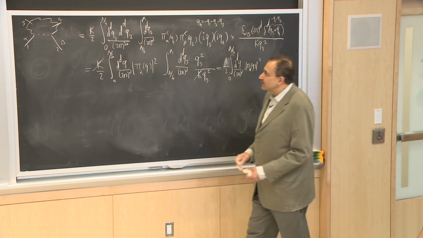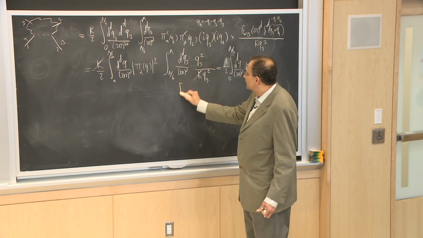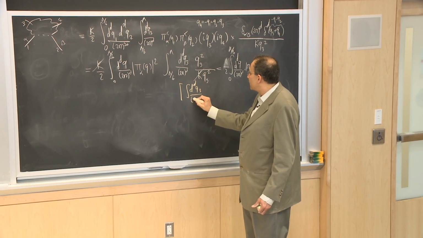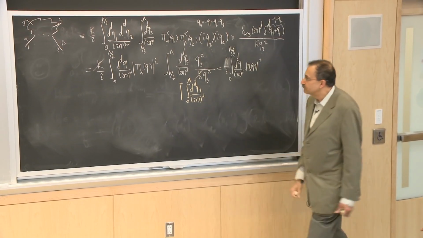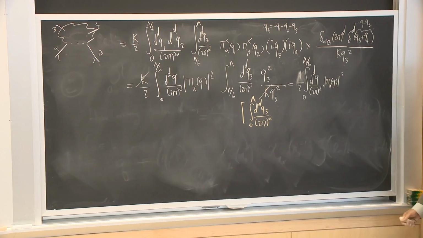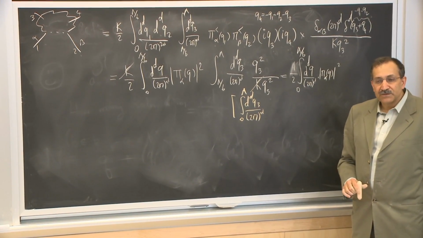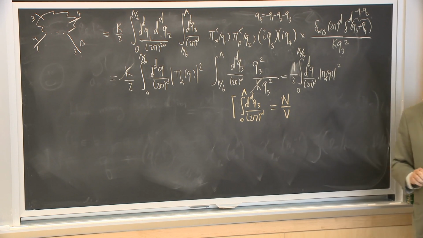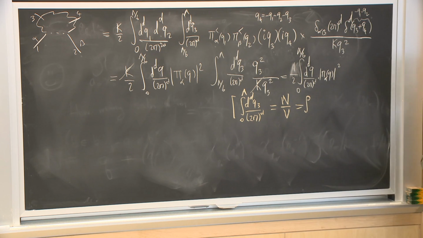Now, if I had done the integral of q3 over 2 pi to the d all the way from 0 to lambda, what would I have done? If I multiply with the volume here, that would have been the number of modes. So this is, in fact, n over V, which is the quantity that I have called the density.